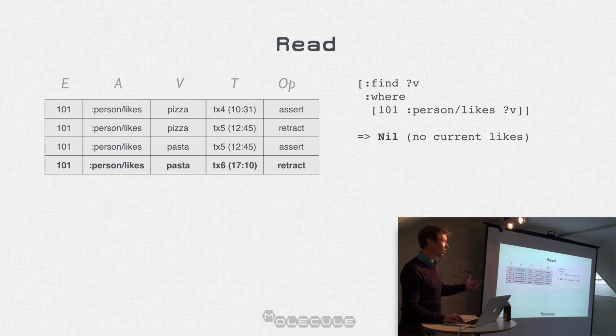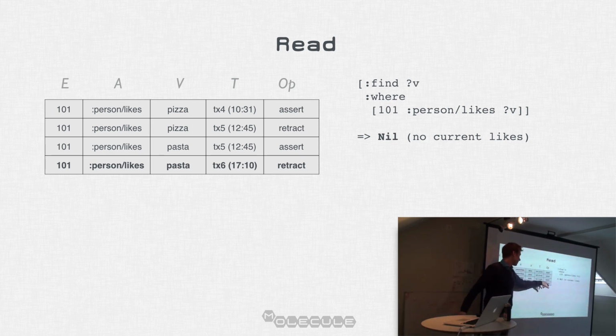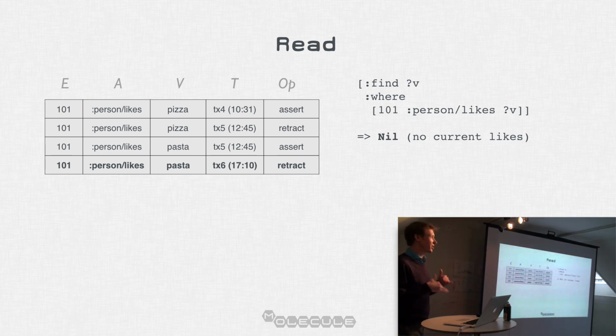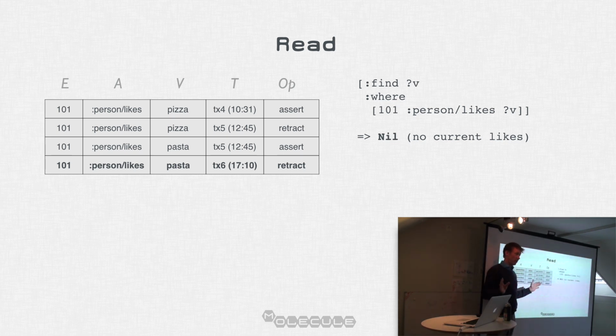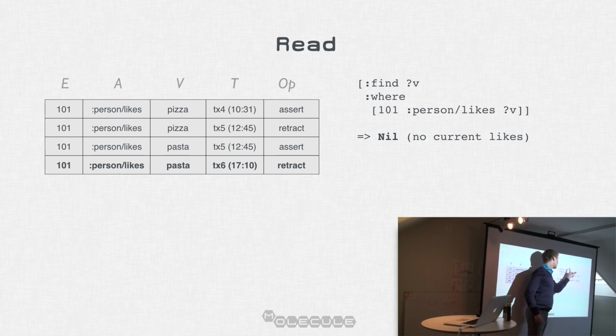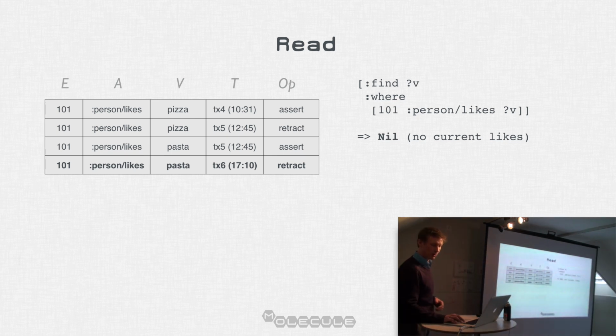So when we ask Datomic, what does Fred currently like? Well, then there's no information, because we retracted that he liked pasta, right? So the current value is the last transaction that includes this attribute. Since it was retracted, there's no value. So when we make the query, find the value of what Fred likes, we get 0 results, which is what we suspect.